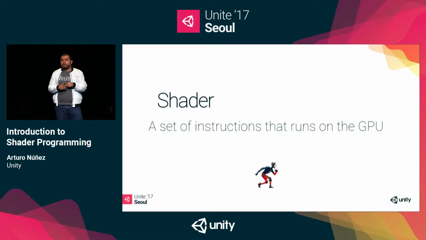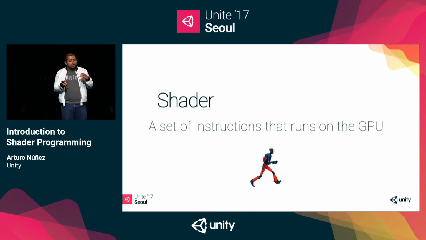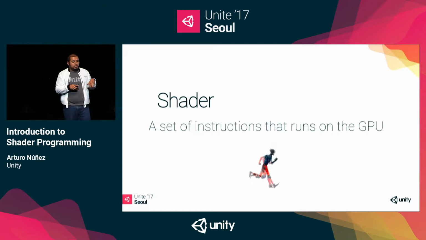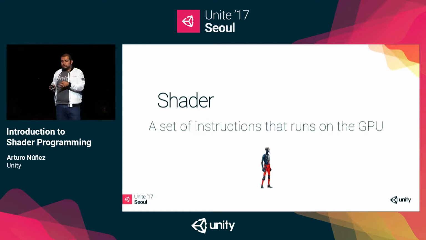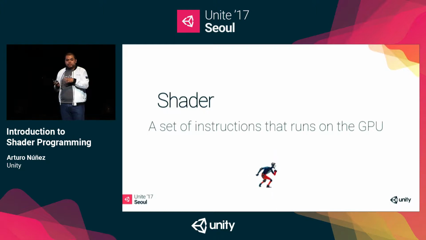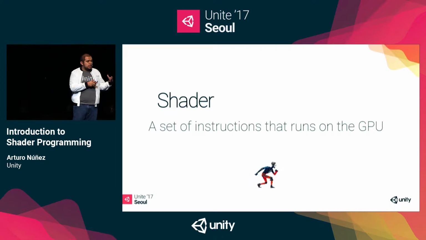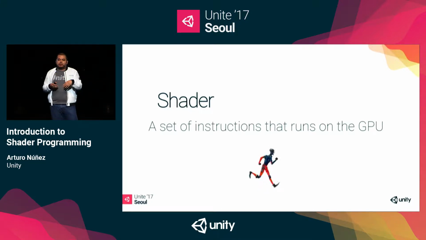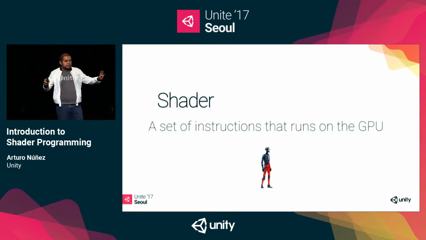So let's start with a basic definition of what a shader is, right? If you go online and you type shaders or graphic shaders or how to program shaders, you probably will find different definitions. So for the context of this presentation, we will define a shader as a set of instructions that run on the GPU. The GPU is the graphics processing unit that comes in our computers, our cell phones, game consoles, etc. Right? So let's start from here, what a shader is.